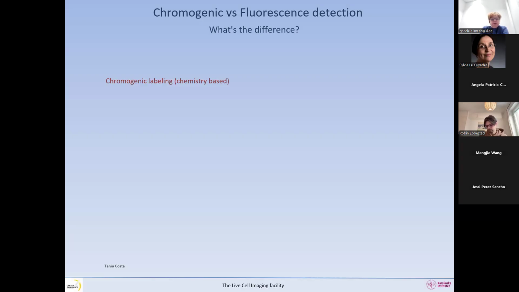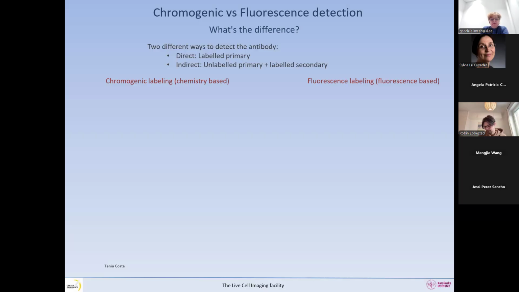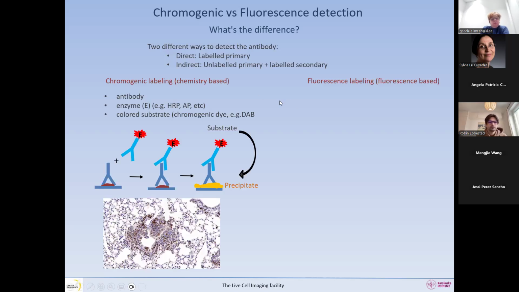The chromogenic labeling is a chemistry-based method, and the fluorescent labeling is a fluorescence-based method. In both cases, you can either directly label your antibody, or you can perform indirect labeling. So when we are performing chromogenic labeling, what happens? We have our antibody that will bind to our antigen, and then, for example, if I do an indirect labeling, our secondary antibody will have an enzyme bound to it.